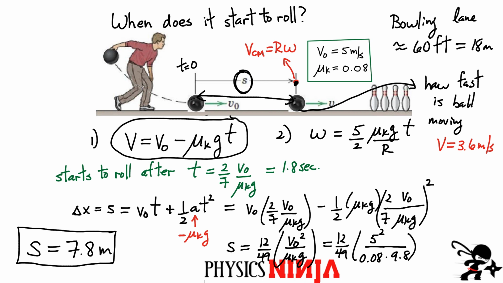Okay, so there's the bowling ball problem, folks. Hopefully you understand all the steps. And the key point is to relate the angular velocity to the linear velocity. And you can only use my equation over here when it starts to roll. In the section before that, you can't write this expression down. It doesn't make sense.